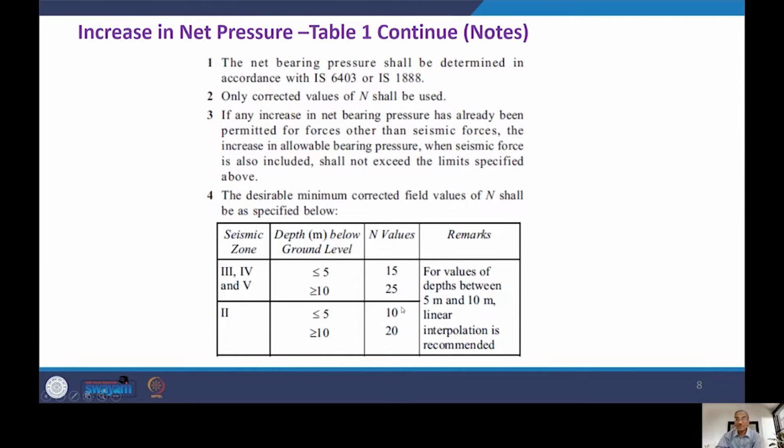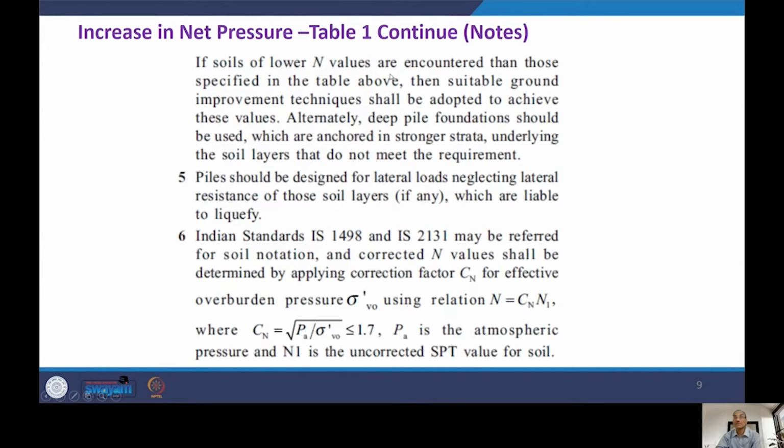So now the issue is, between 5 to 10 meter, linear interpolation can be used, and below 10 meter depth, it should be the flat value, the minimum value. So we can say that these are the minimum N values. But suppose these N values are not available, and soils of lower N values are encountered at those sites, then suitable ground improvement techniques shall be adopted to achieve these values.